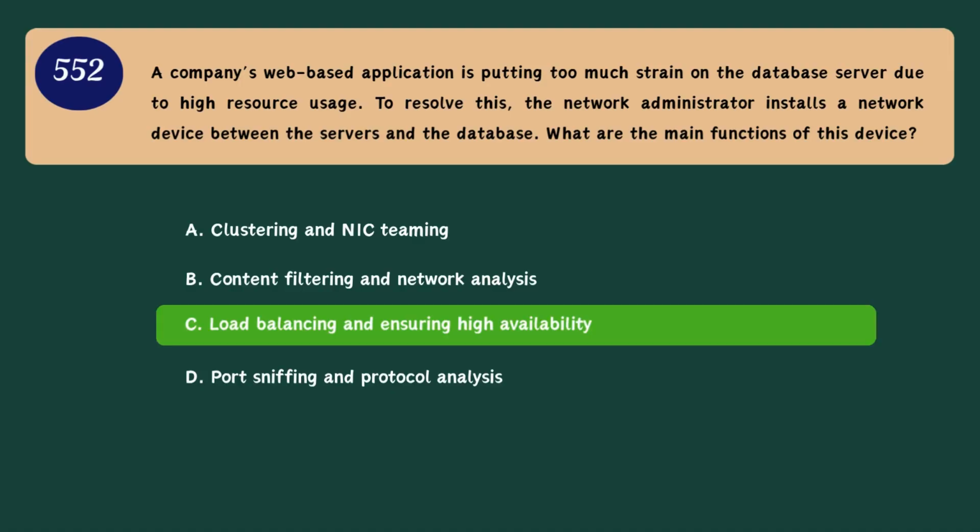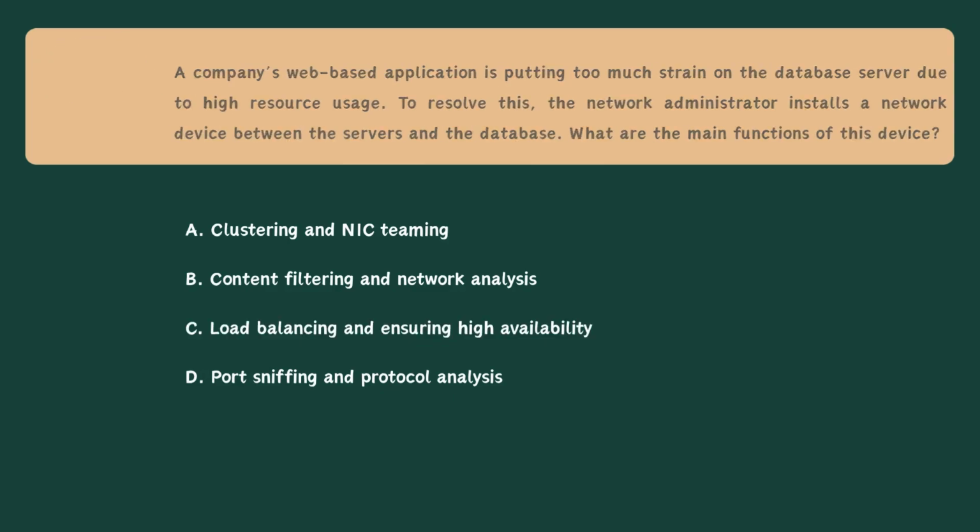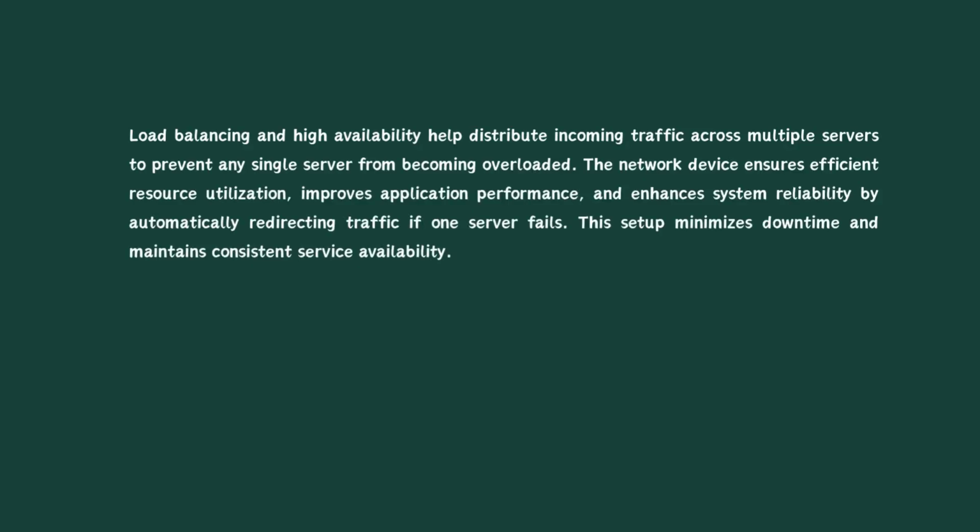Correct answer. C. Load balancing and ensuring high availability. Load balancing and high availability help distribute incoming traffic across multiple servers to prevent any single server from becoming overloaded. The network device ensures efficient resource utilization, improves application performance, and enhances system reliability by automatically redirecting traffic if one server fails. This setup minimizes downtime and maintains consistent service availability.